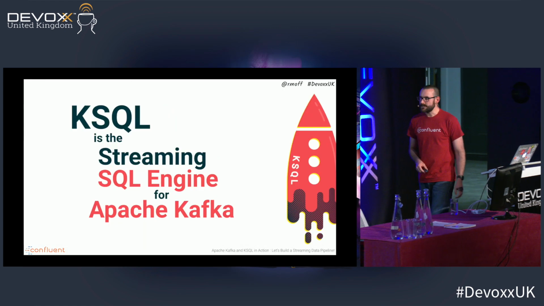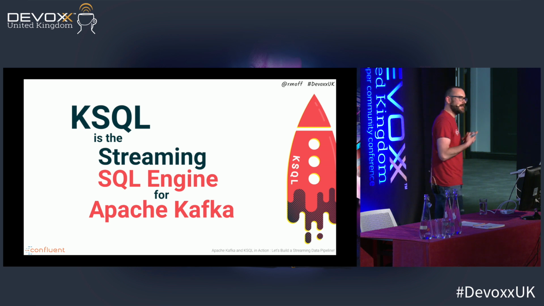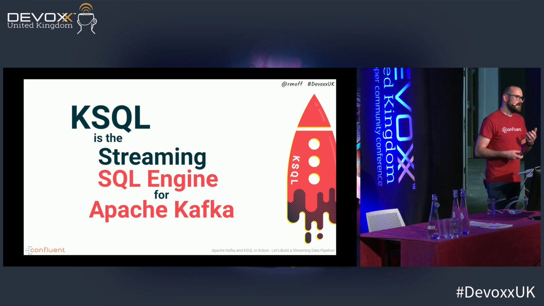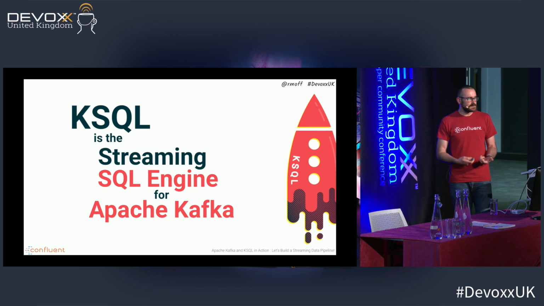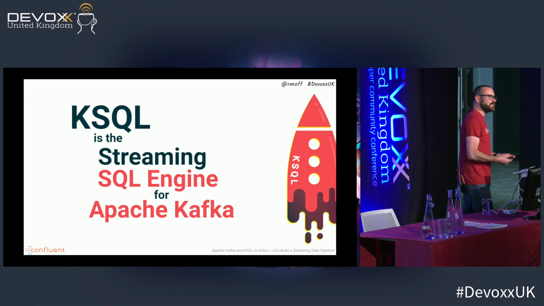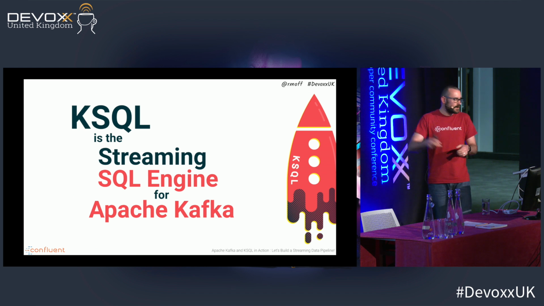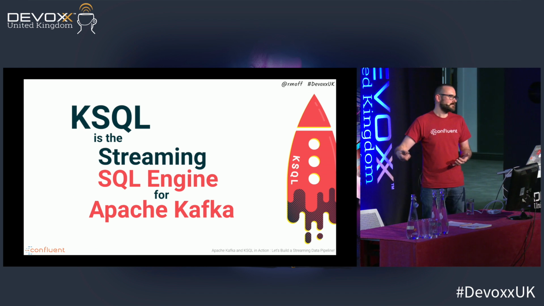So this is KSQL. KSQL lets you write stream processing applications against data flowing through Kafka using SQL. It's built on top of Kafka Streams. The Kafka Streams API is a Java library that's part of Apache Kafka. If you're using KSQL, you just write SQL statements. There's no boilerplate stuff. And what I showed you there is how you write them.